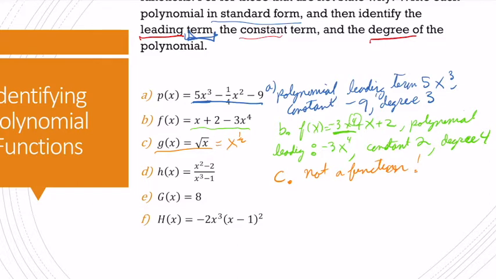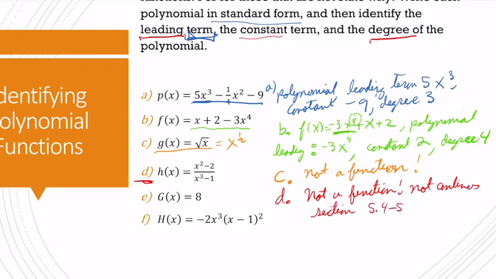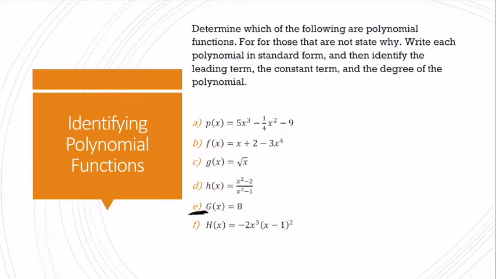All right, let's take a look at problem D. H of x equals x squared minus h over x cubed minus h. This is a rational function, which we're going to learn about in sections 5.4 and 5.5. But it does not take the correct form of a polynomial, so this is also not a polynomial function. It's mainly not a polynomial because it's not continuous, which we'll talk more about in sections 5.4 to 5.5.